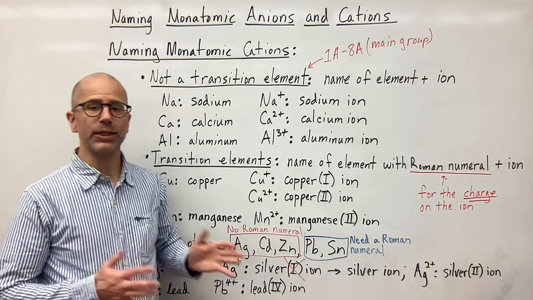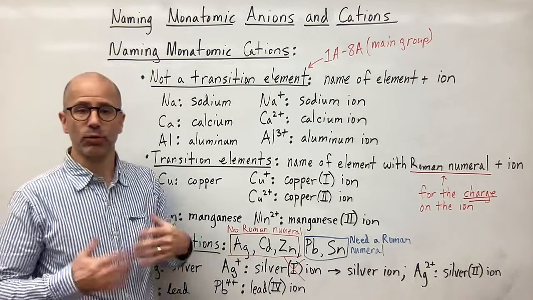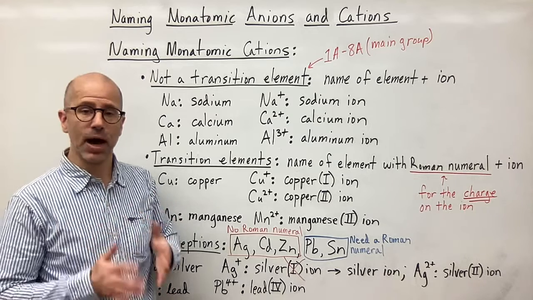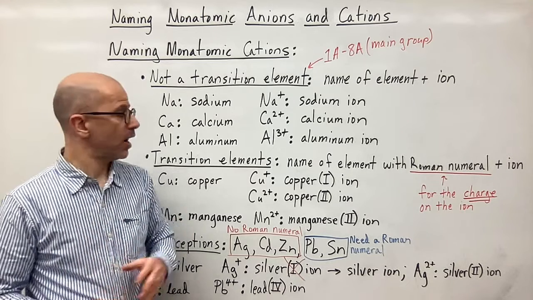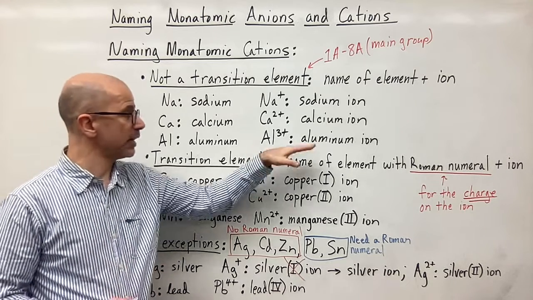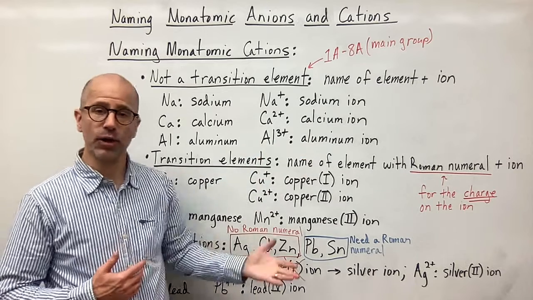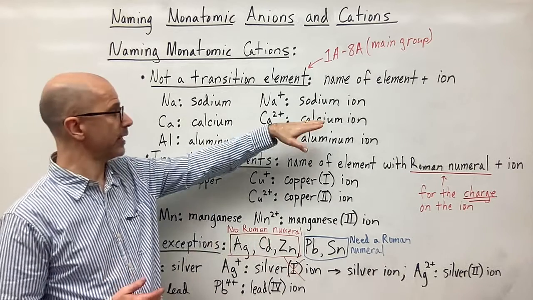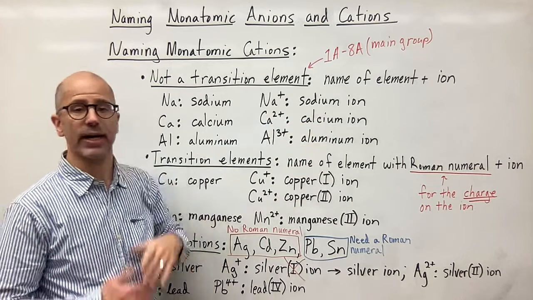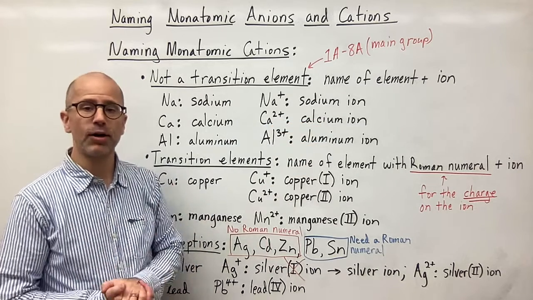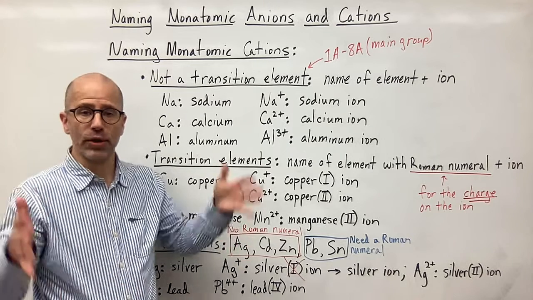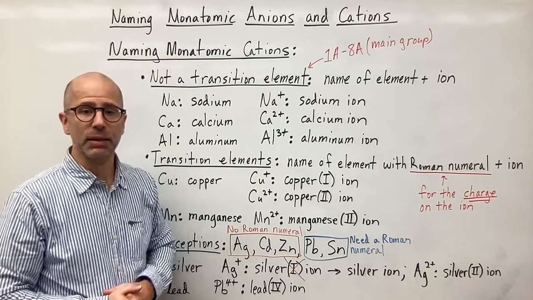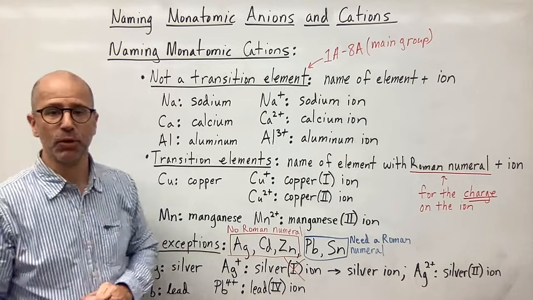So for non-transition elements, and we're talking about cations only, the positive ions that are usually metals, it's just going to be the name of the element followed by the word ion. So sodium ion, calcium ion, aluminum ion, and so on. Now, what about transition elements? That would be the B groups, or that group of elements in the middle part of your periodic table.